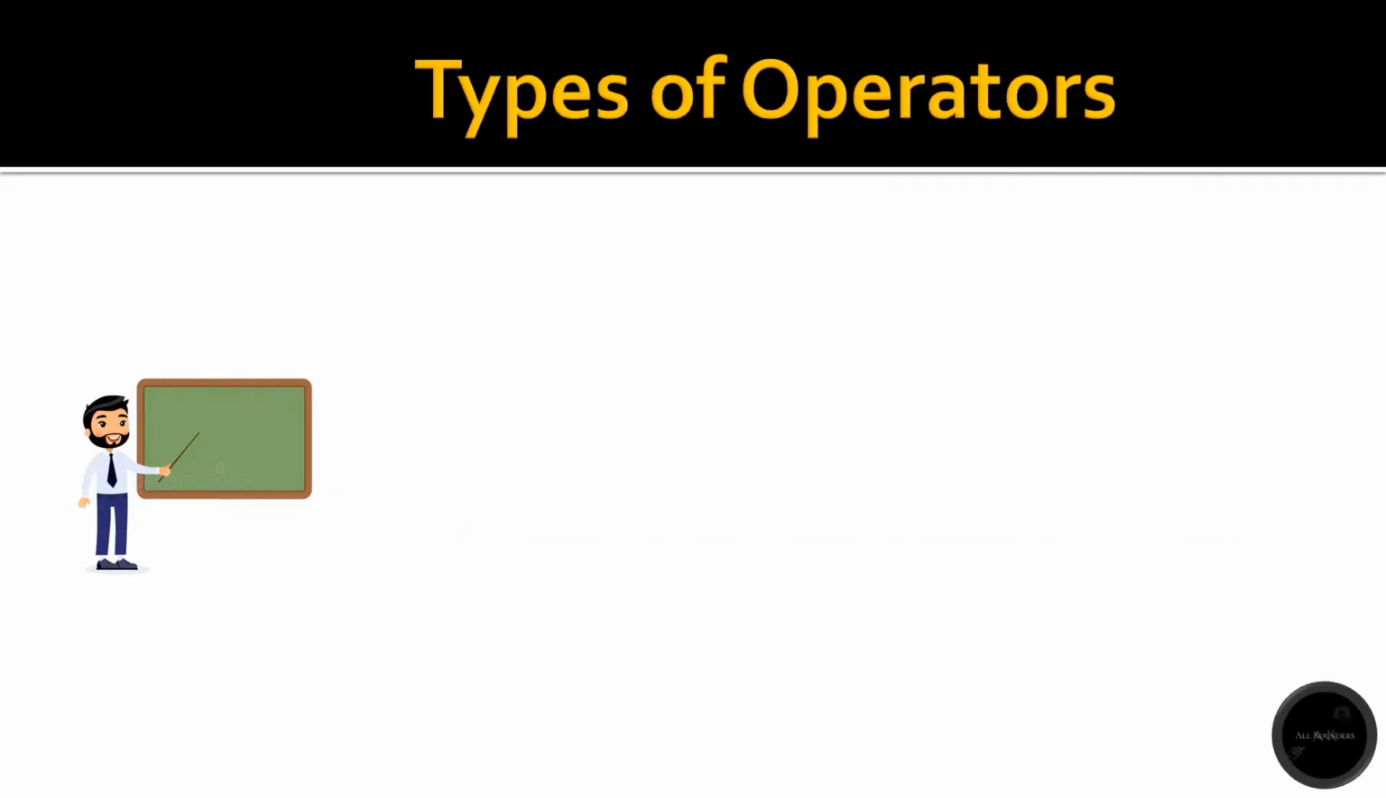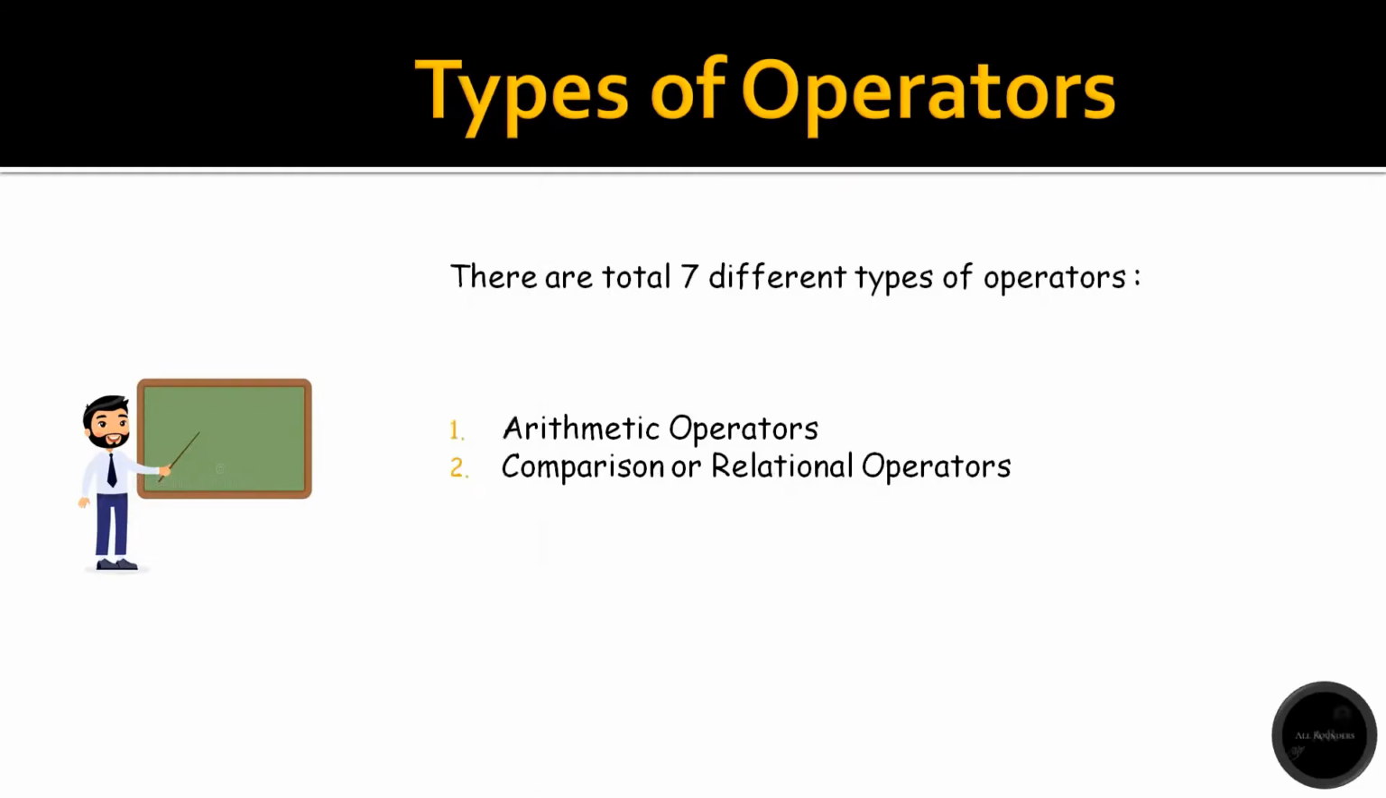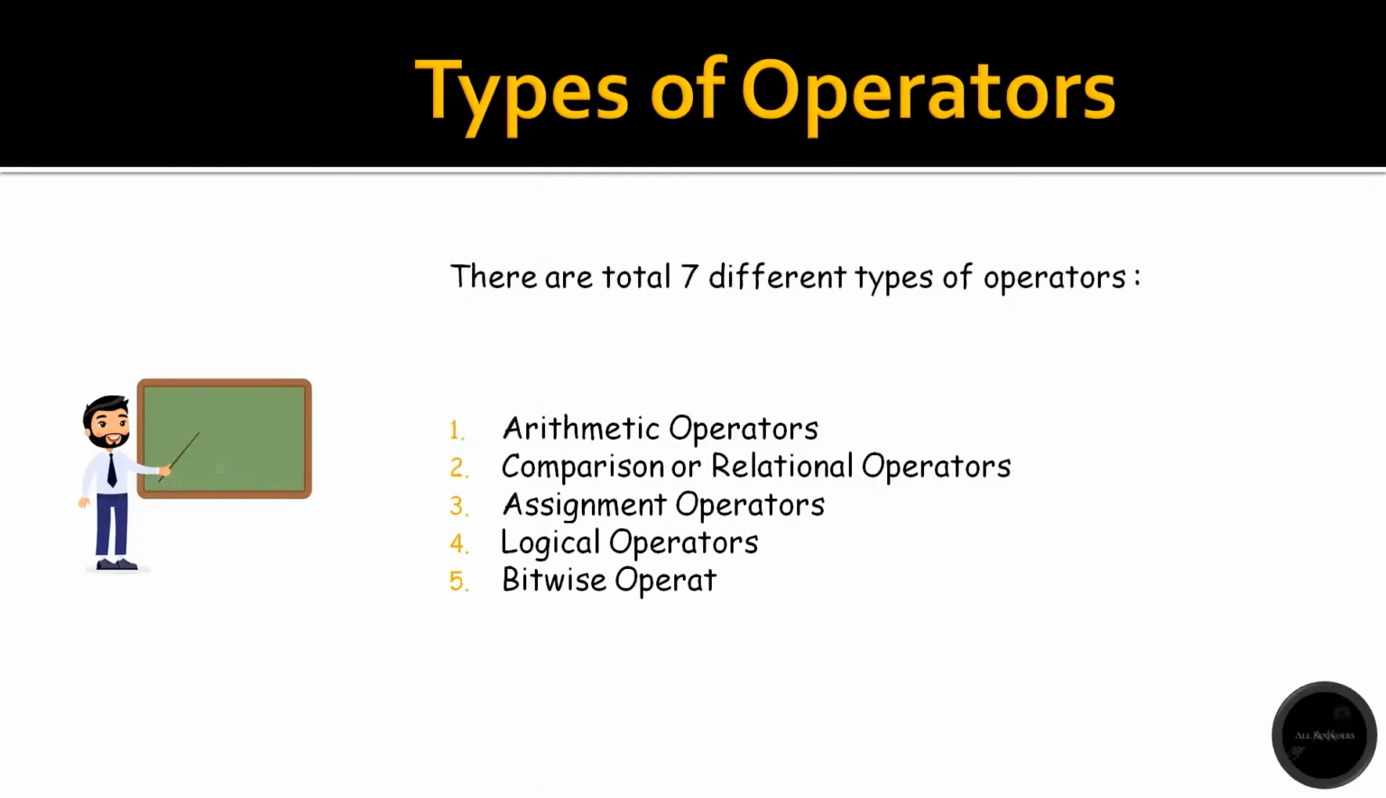Over here, I'll be telling you the different types of operators used in Python. There are a total of 7 different types of operators. These are namely arithmetic operators, comparison or relational operators, assignment operators, logical operators, bitwise operators, membership operators, and identity operators.